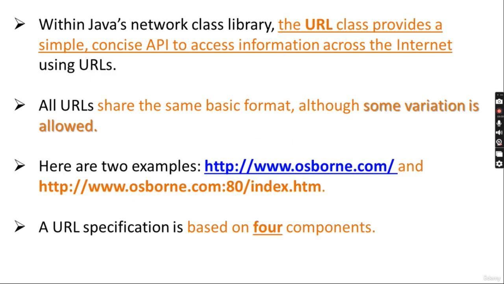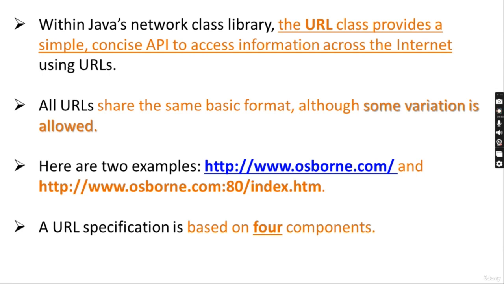Within Java's network class library, the URL class provides a simple, concise API to access information on the internet using URLs. What does the URL class provide? A simple, concise API to access information across the internet using URLs. All URLs share the same basic format, although some variation is allowed. So using URLs, you can access information on the World Wide Web.